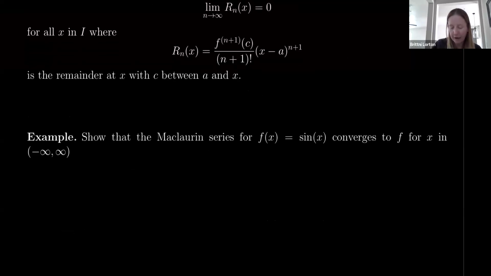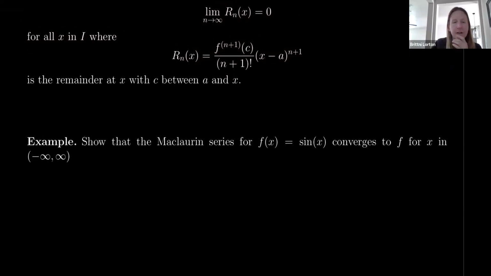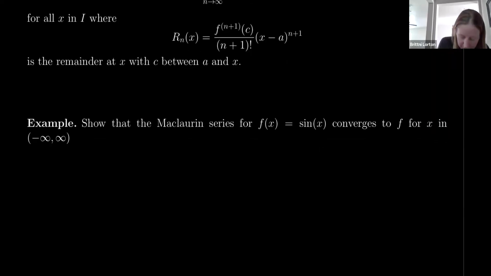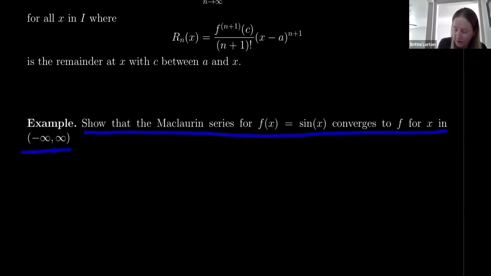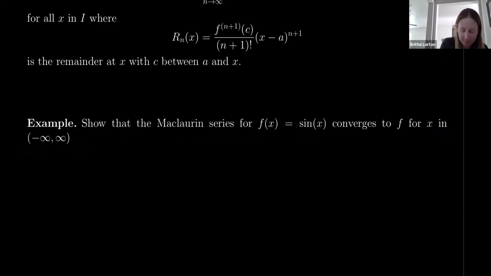Okay, so all you have to do for these kinds of things is to show that my remainder approaches 0. So I just want to show that if my error approaches 0, then it's a good Taylor series. So let's write this down. This is what I want to do. I want to show the Maclaurin series for sine of x converges to sine of x for x in the interval from negative infinity to infinity. So what I want to show is that the limit as n goes to infinity of my remainder goes to 0.